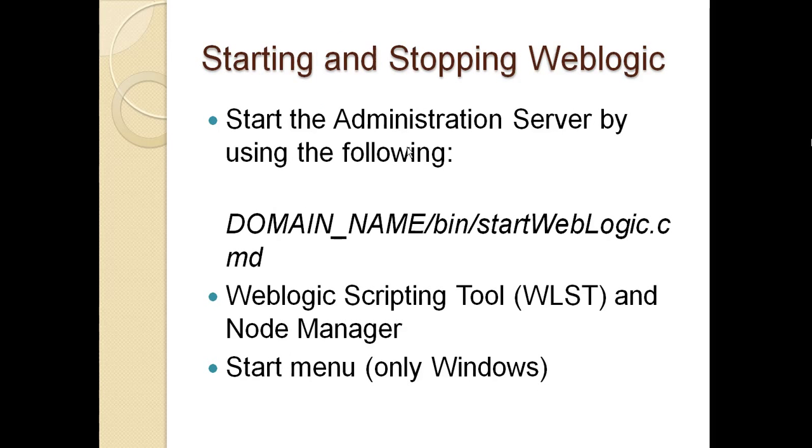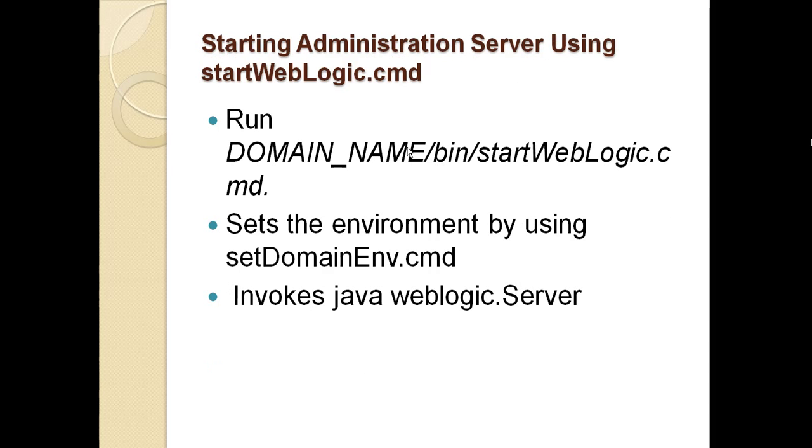So how to start our WebLogic server? First we have to start our administration server. So this is the first step. You have to go inside your domain bin, and you will find startWebLogic.cmd. You just have to double click on it, and your admin server will start. You can also start it through WLST, node manager, and start menu, which are all present only in Windows. So you can go into domain name, bin, server, and then just double click on it. It will start your WebLogic server.